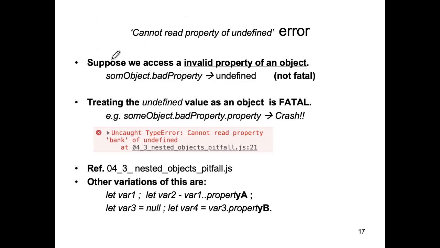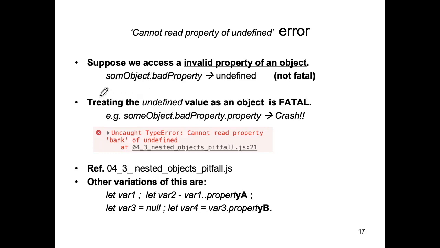So if we take a step back, suppose we try to access an invalid property of an object. I've shown you examples of this already. Generically, supposing some object is a variable that is pointing at an object structure, and I'm trying to access the property bad property within that object. And I'm telling you that this object does not have a property called bad property. Then this entire expression is going to evaluate to undefined. We know that already. But as I've said, the runtime is silent about that. It doesn't throw an error because you tried to access an invalid property of an object. So it's not fatal. Okay, your code may not be doing what you wanted to do, but at least it won't crash.